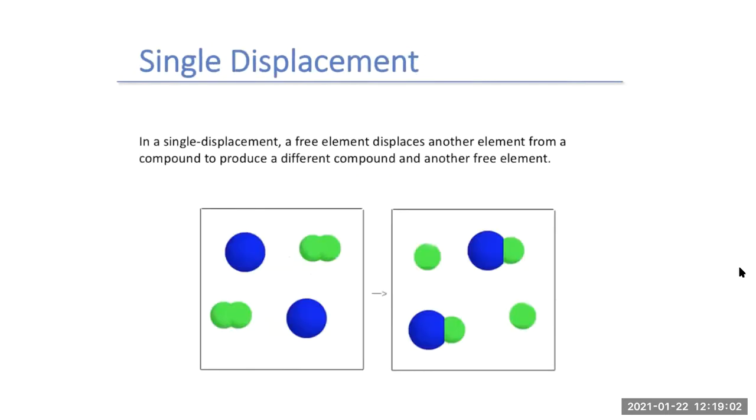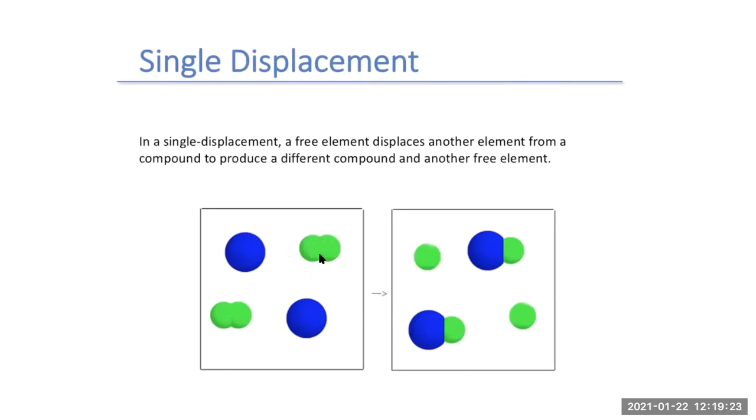Now looking at our single displacement reactions. In single displacement reactions, a free element displaces another element from a compound in order to produce a different compound and another free element. So essentially what's happening is one ion is switching partners.